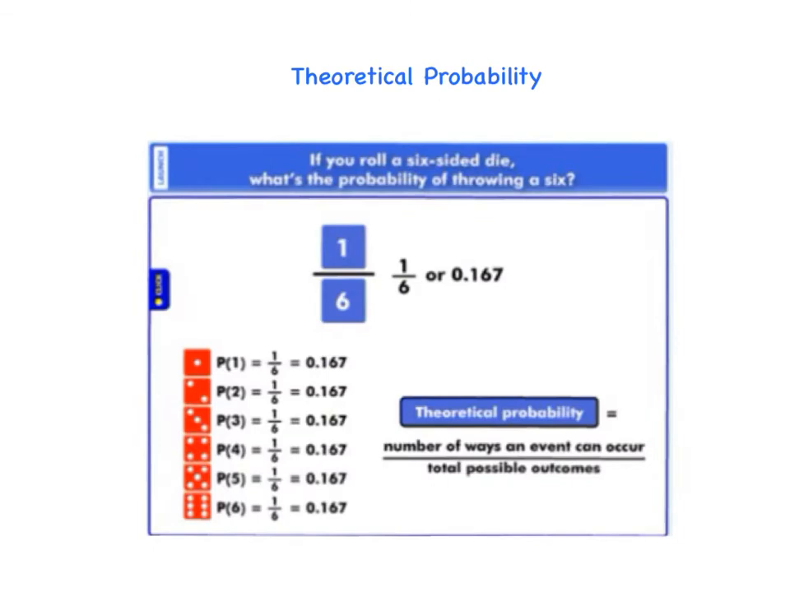Here is another example of theoretical probability. Rolling dice. Theoretical probability is the expected result you would get from rolling a number on a die. If you want to know how often you get a 2, theoretical probability tells you there is a 1 in 6 chance. Theoretical probability is the number of ways an event can occur divided by the total possible outcomes.